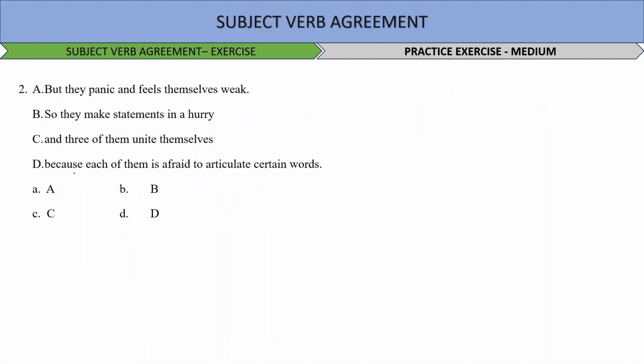"But they panic and feels themselves weak." So they make statements in a hurry, and 3 of them unite themselves because each of them is afraid to articulate certain words. You see, it says feels themselves. Now themselves is a plural pronoun, and for this plural pronoun, are we supposed to use feels or feel? Definitely feel is a plural verb, so we will use feel in place of feels. Again, in question number 2 we can see that part number A is incorrect.